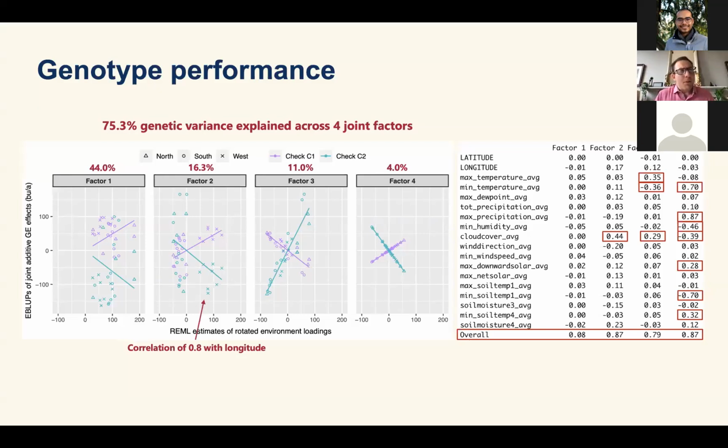So I mentioned before that the traditional factor analytic model is really popular because it does capture a large amount of the GxE or the genetic variation. And in this case, we fit an increasing number of factors to capture that variation, in a bit of a way like a factor analysis, like a PCA type thing. And in this case, we fit 4 factors to the data and it captured 75% of the genetic variation.